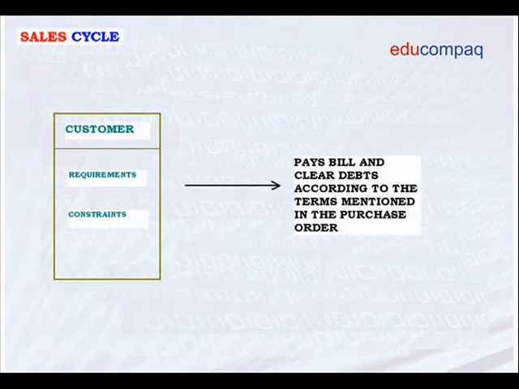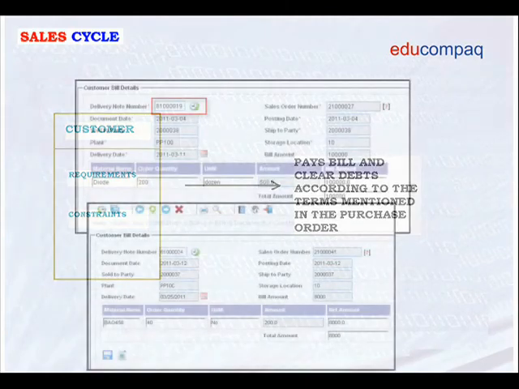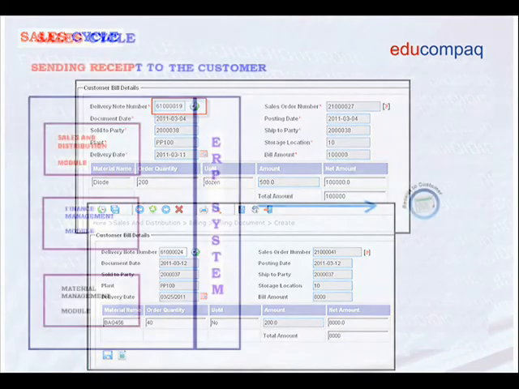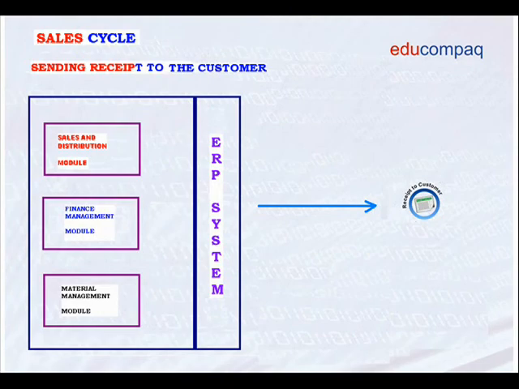The customer pays the bills, and finally the system generates a customer receipt to be sent to the customer, finishing the sales cycle and completing the transaction.